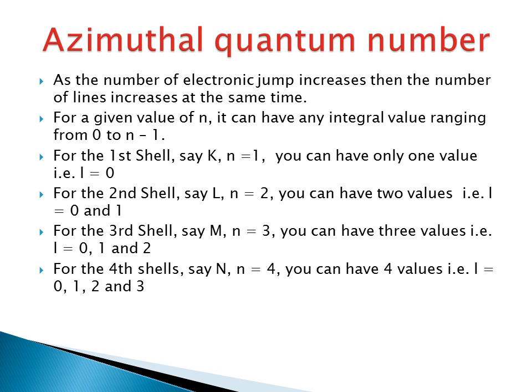Whatever the shell number may be, that number will be the total number of values of the azimuthal quantum number. For the third shell, the M shell, n is equal to 3, we have the values of the azimuthal quantum number l equal to 0, 1 and 2. And for the fourth shell, it is 0, 1, 2 and 3.